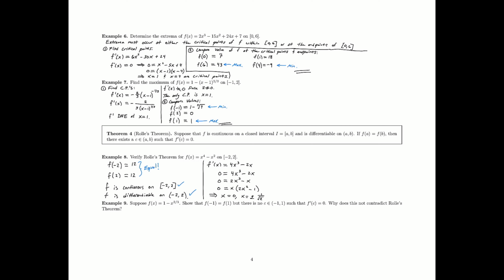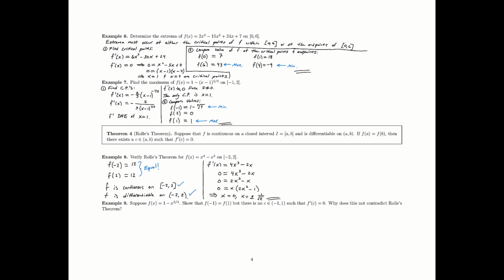Rolle's theorem says that there exists a c. That doesn't mean there exists exactly one value of c. It just says there's at least one. Could be 5, could be 30, but there's always definitely at least one. So that works out. The hypotheses were satisfied and the conclusion followed.